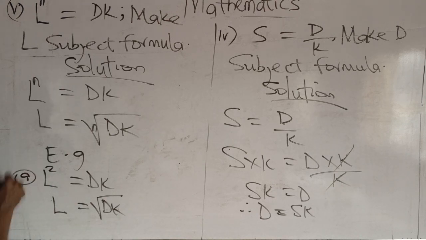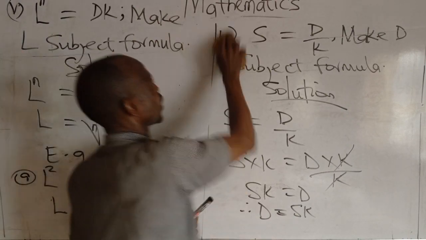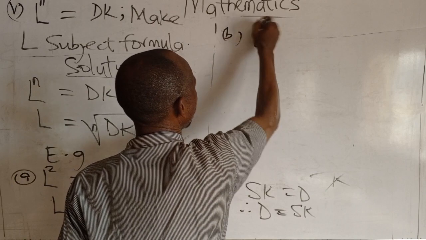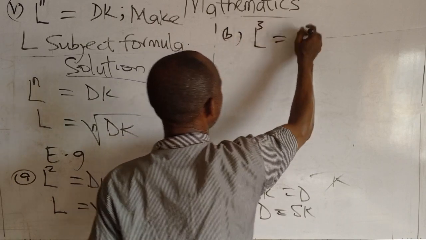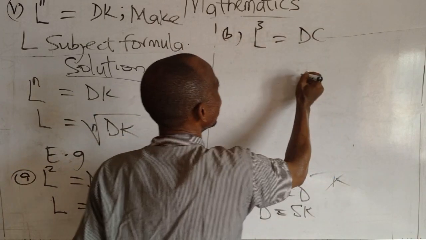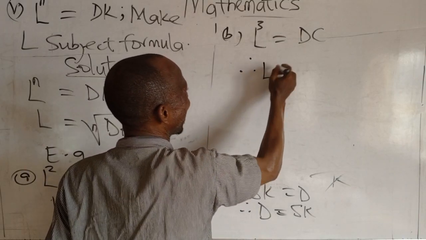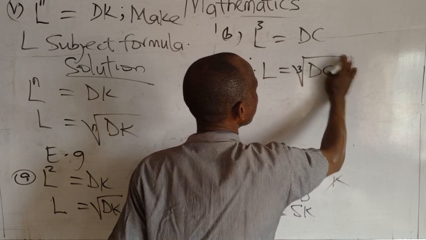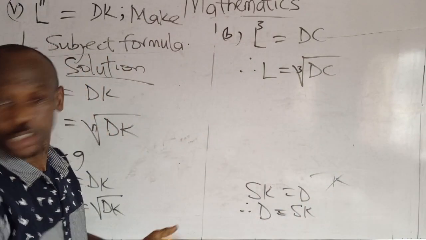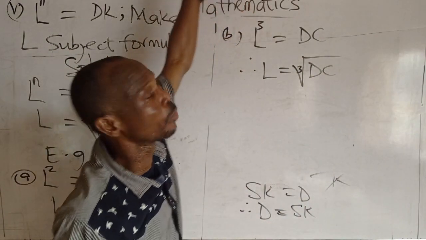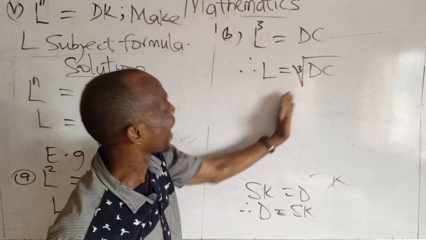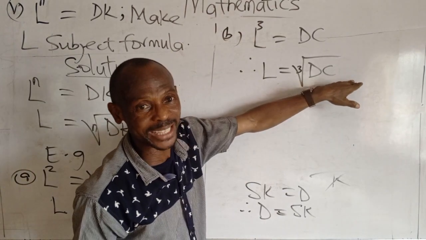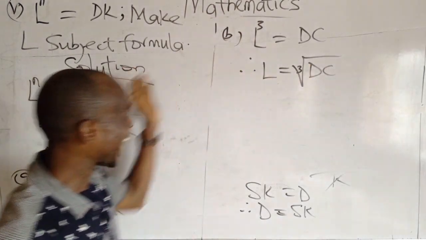That is an illustration. Let me illustrate with another value. For example, if we have L raised to power 3 equal to DC, it therefore means that our L will now be equal to the cube root of DC. So what do you see? You discover that because here it is raised to power 3, we find the cube root of the other side. That's what we say the nth root.